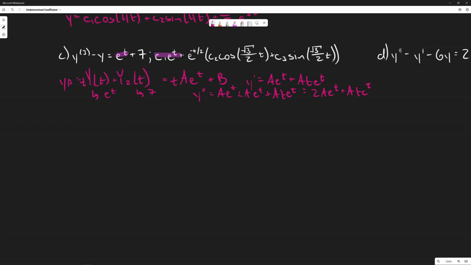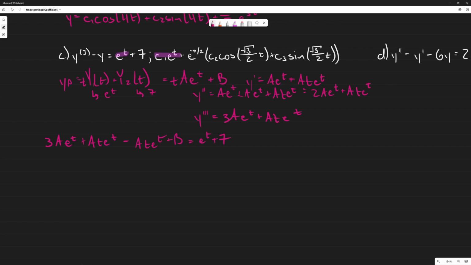We're not done yet because we have to take the third derivative. So this will just be 3a e to the t plus a t e to the t. So now we can just plug it in. So now we have 3a e to the t plus a t e to the t minus a t e to the t plus b, and that is equal to e to the t plus 7.